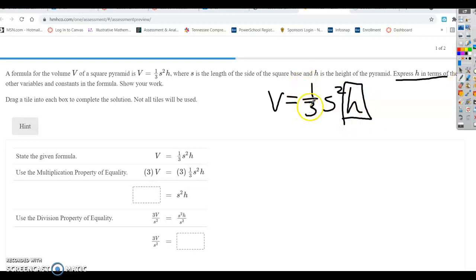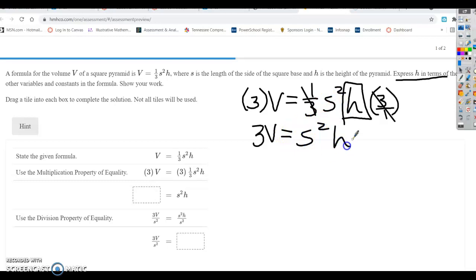The first thing we need to do is, what can we multiply by to get rid of 1/3? Some of you may say you need to divide by 1/3, but dividing a fraction by a fraction is kind of nasty. But you can multiply by the reciprocal, which is 3/1, or just 3. And 1/3 of 3 is 1, so that's the same thing as dividing. It's just easier when you're doing the math. So we have 3 times V equals S squared H.